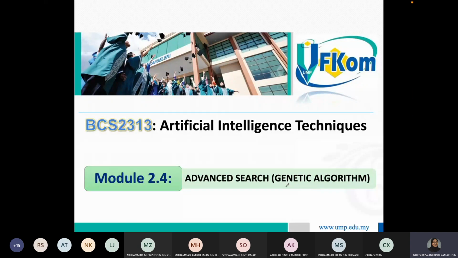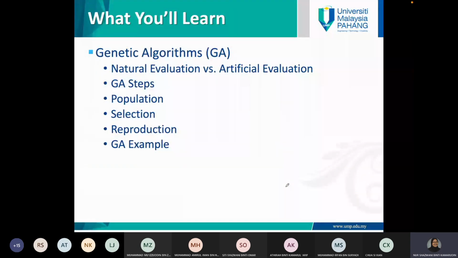But before that, we are going to go through all the theoretical part lah. Okay, the theoretical part of the genetic algorithm itself, before we go through to the calculation and the example. Okay, so basically we will take a look at the natural evaluations. Okay, how in our daily life we evolve in life. Okay, and then versus the artificial evaluations.